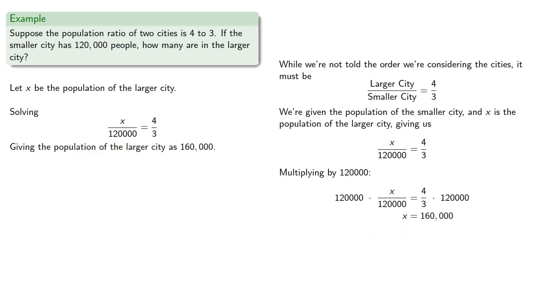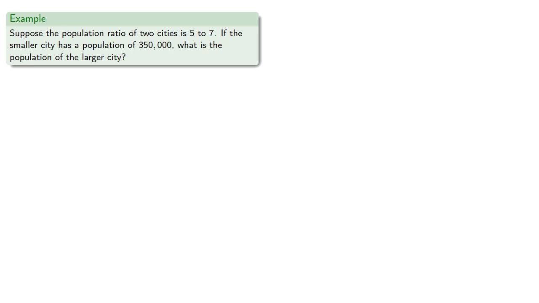It's important to keep this structure in mind. So suppose the population ratio of two cities is 5 to 7. If the smaller city has a population of 350,000, what is the population of the larger city? So let X be the population of the larger city.